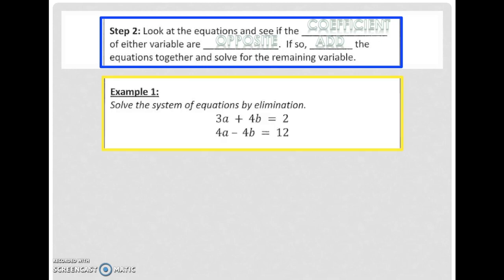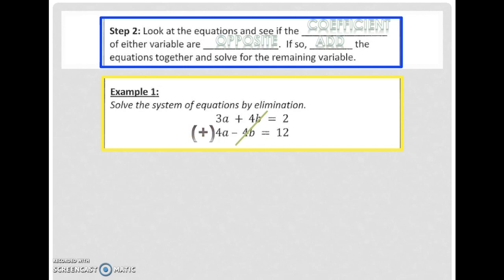Let's look at example 1. Solve the system of equations by elimination. We have 3a plus 4b is equal to 2 and 4a minus 4b is equal to 12. So they want us to first look at the equations to see if the coefficients of either variable are opposite. Do you see an opposite? If you say plus 4b and negative 4b, you're correct. So let's go ahead and eliminate the 4b's.